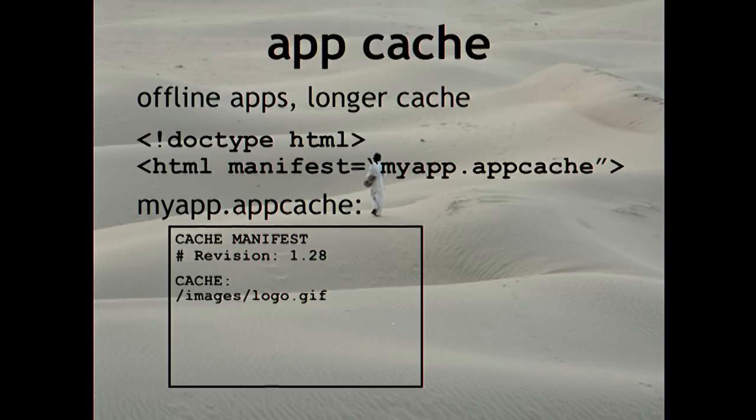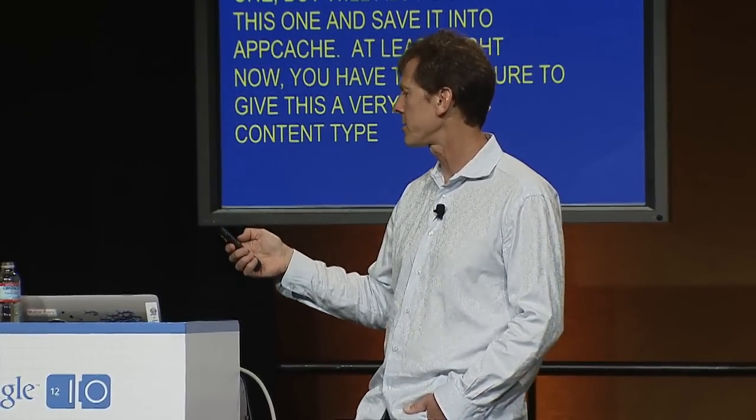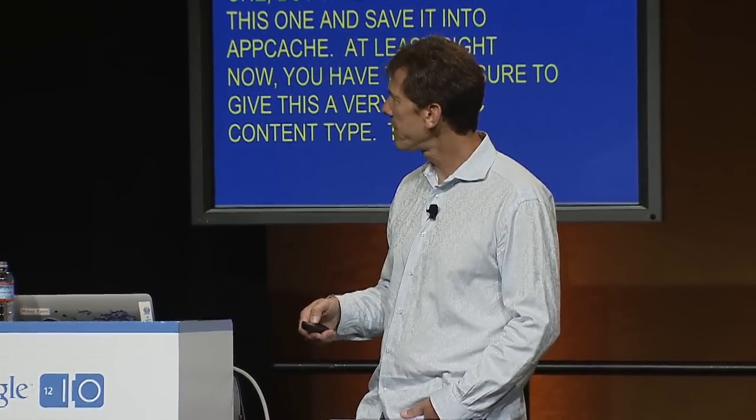A cache section says, these are the things I want you to put into app cache. The network section says, these are the things you should never put into app cache. And the fallback section says, if the user's online, then use this URL, but if they're offline, read this one from app cache. So the browser, when the user's online, will download this one, but will also download this one and save it into app cache. And at least right now, you have to make sure to give this a very specific content type, text/cache-manifest.